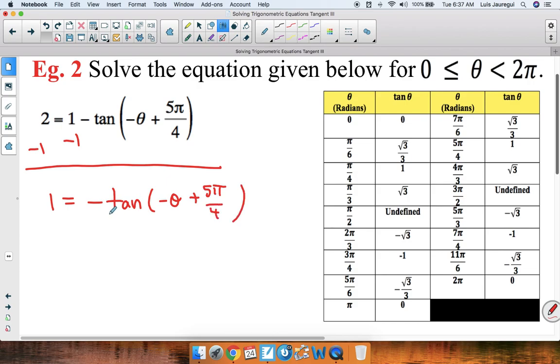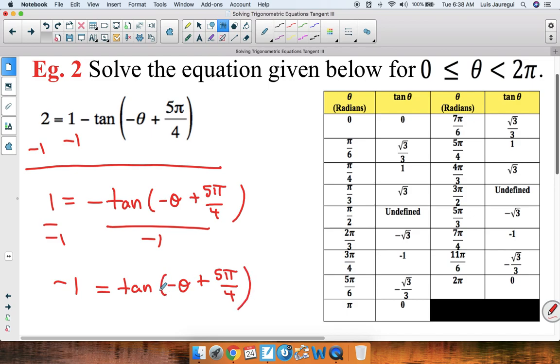Now here, let's isolate the tangent. Once again, to do so, let's divide by negative 1 in this case. So we have 1 divided by negative 1 is negative 1, and that is equal to tangent of the opposite of theta plus 5 pi over 4. Now, this function has a period of pi, because we take pi divided by the absolute value of this coefficient, which happens to be the absolute value of negative 1, which is 1. So we have pi divided by 1, it's still pi.